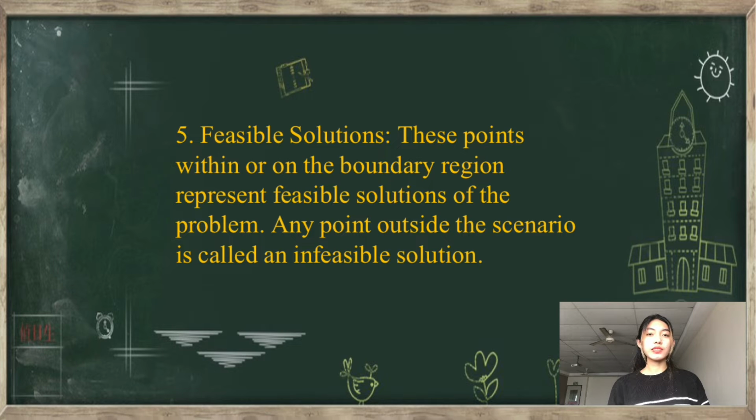And the fifth one is the feasible solutions. These points within or on the boundary of the region represent feasible solutions of the problem. Any point outside the region is called an infeasible solution.